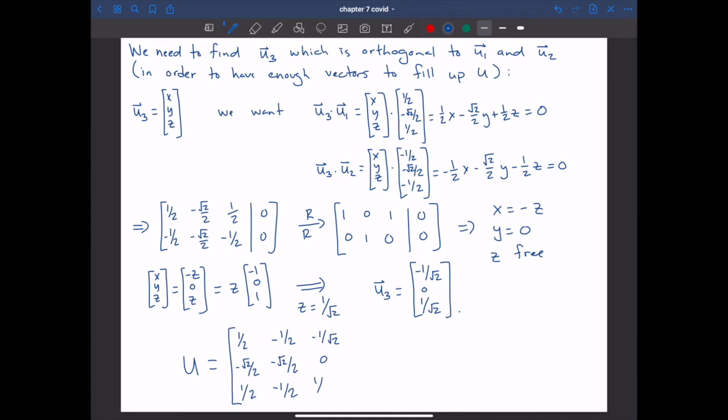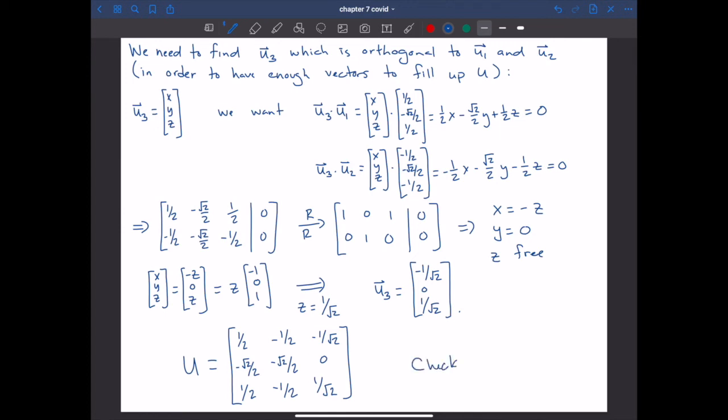Oops, yeah, 1 over root 2. Okay, so this is an orthogonal matrix, or at least it should be, so you should check that. And now that we found our U matrix, our sigma matrix, and our V matrix, we ought to now check.